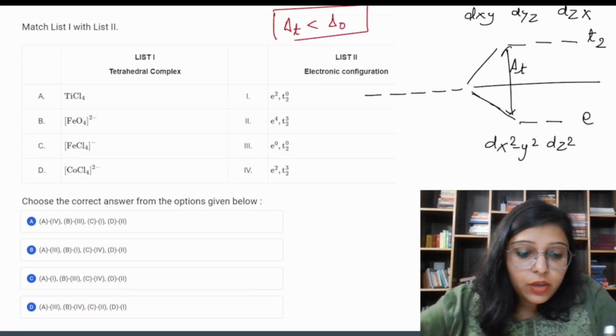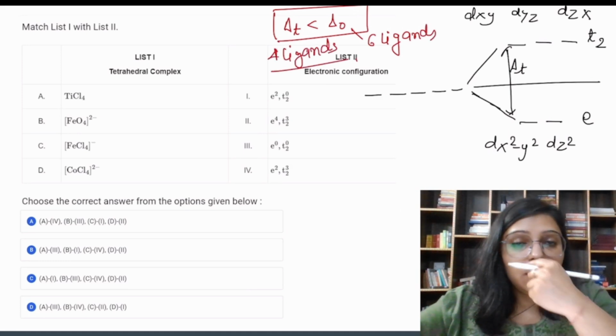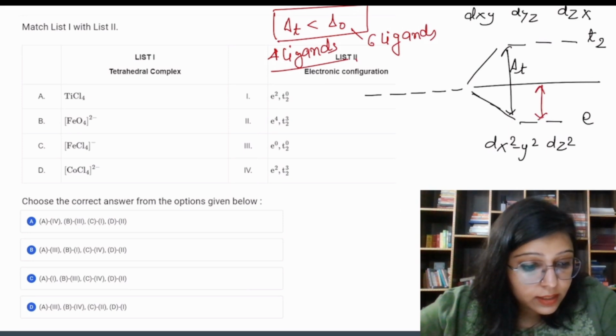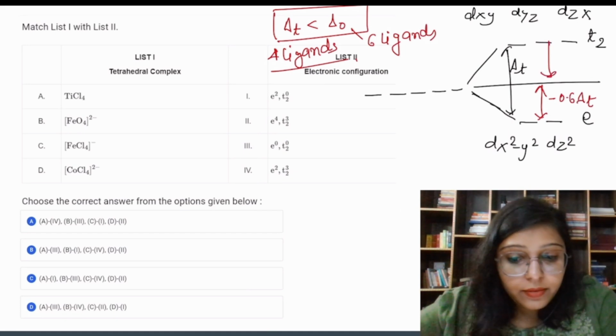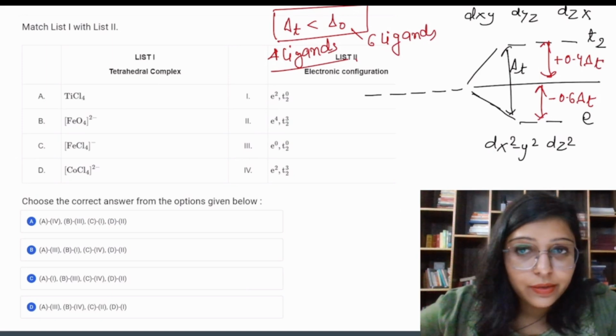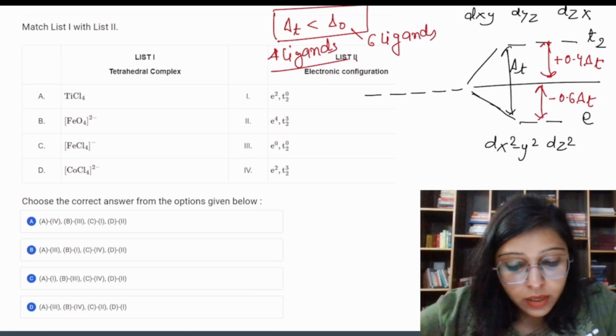Why? Because in octahedral we have 6 ligands and in tetrahedral we have 4 ligands. Fewer ligands, less repulsion. So less repulsion, less splitting. Understood? Now here this is minus 0.6 delta T and here we can write plus 0.4 delta T. We are going to use this concept later on, but I have discussed the concept over here. Okay, so now what happens?